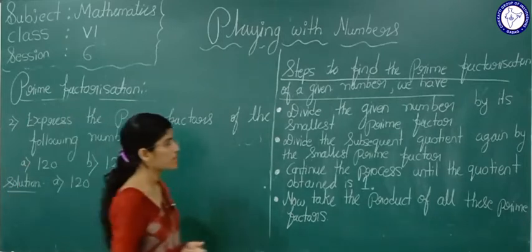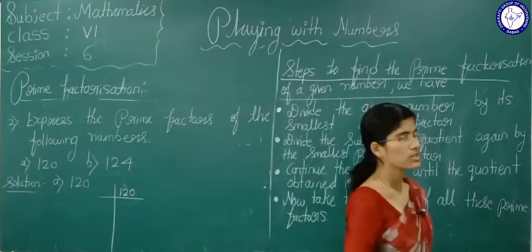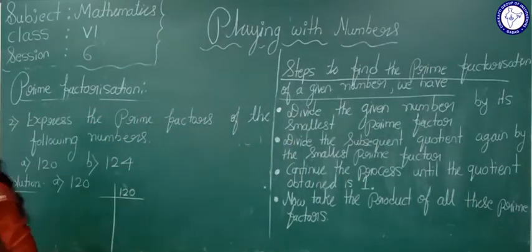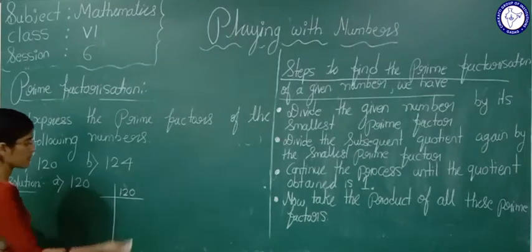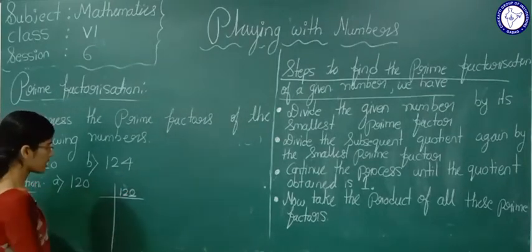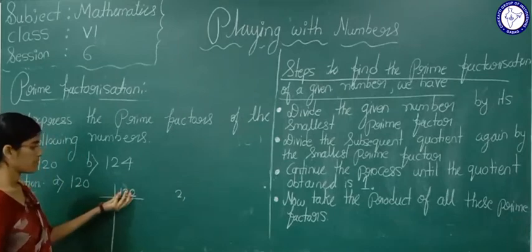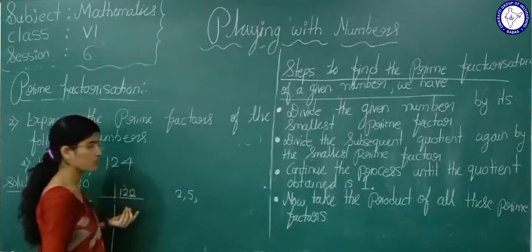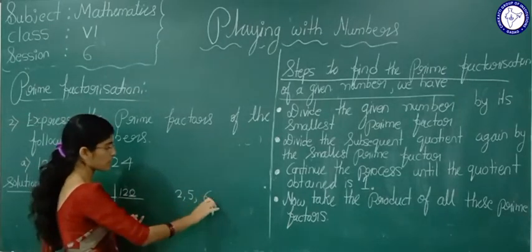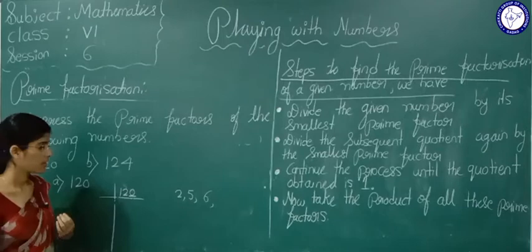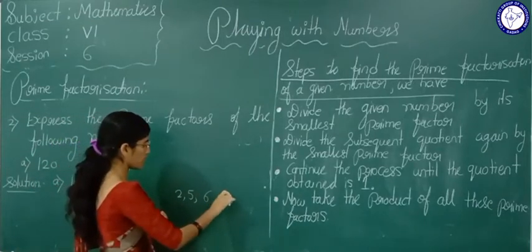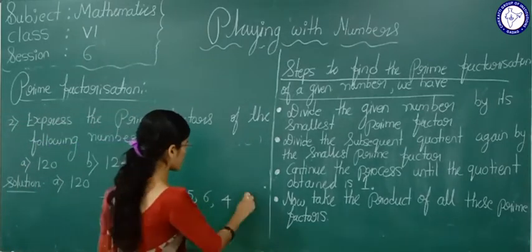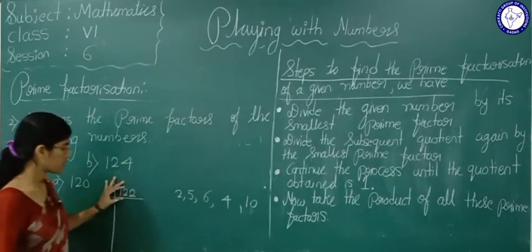Again follow the step, divide the given number by its smallest prime factor. So what is the smallest prime factor? Now see here, definitely 2 is a factor of 120. Yes, 5 is a factor of 120. 6 is also a factor of 120. Yes, 4 is also a factor of 120. Yes or no? 2, 5, 6, 4, 10 are also factors of this 120.